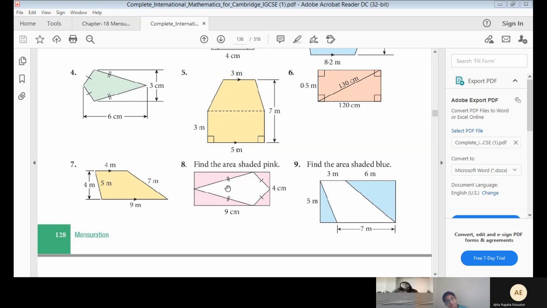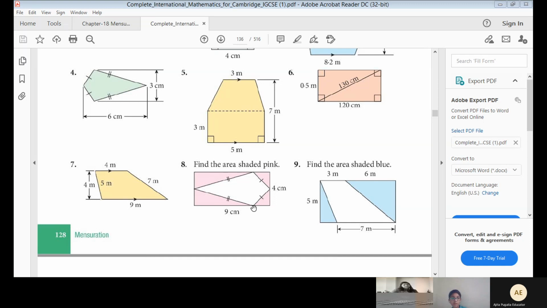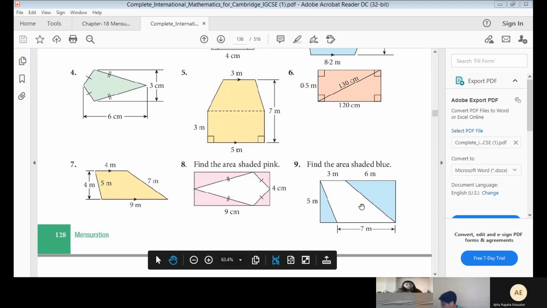Okay. So 9 plus 4 is 13. 13 divided by 2 is... second one is 18 centimeters square. 18 centimeters square. Correct. And 9 is 20 meters square. 20 meters square. Correct.